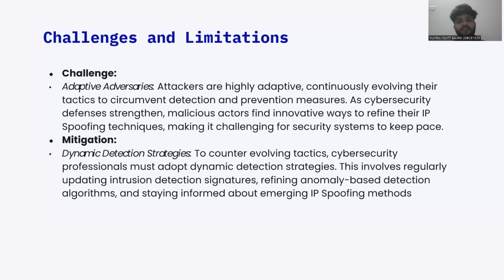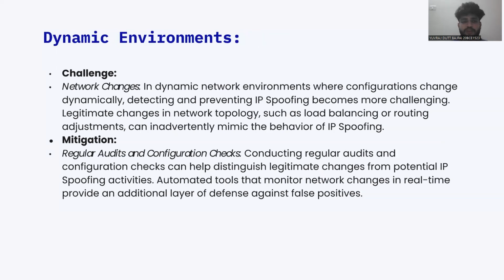When we come to the third part, the challenges and limitations. So we move on to dynamic environments. The challenge in a dynamic environment is network changes. In a dynamic network environment, where configurations change dynamically, detecting and preventing IP spoofing becomes more challenging. Legitimate changes in network topology, such as load balancing or routing adjustments, can inadvertently mimic the behavior of IP spoofing.